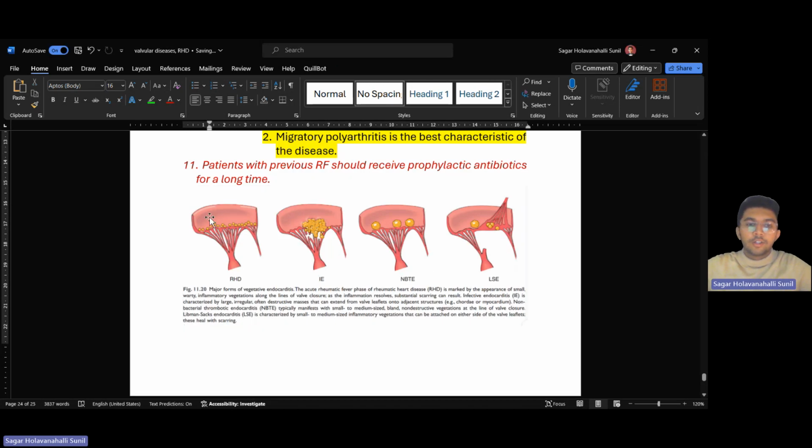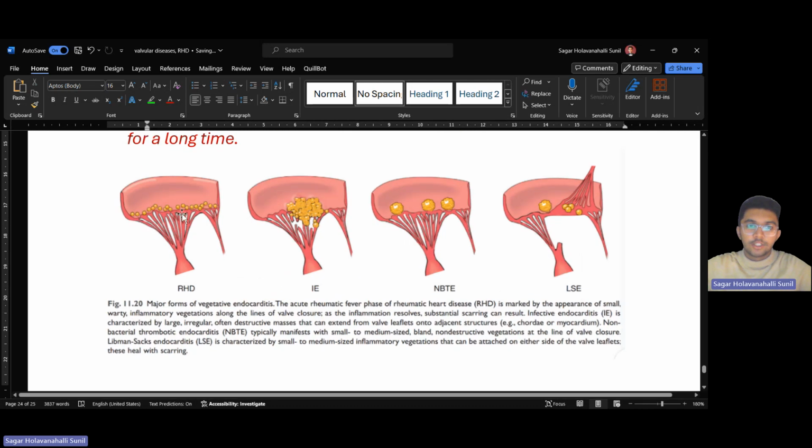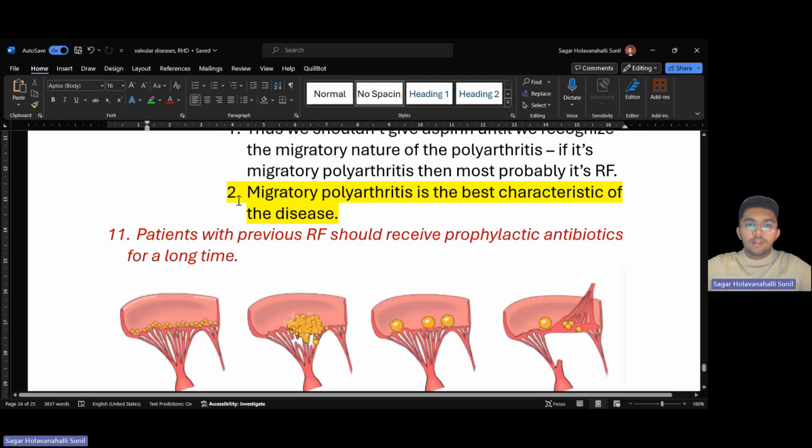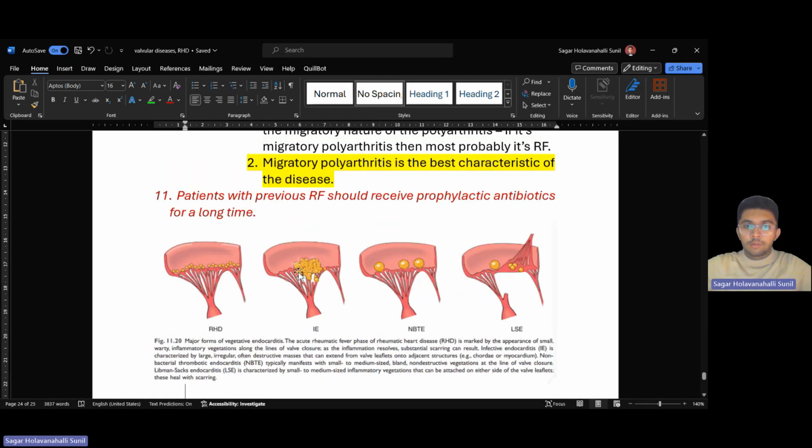So over here, you can clearly see that for rheumatic heart disease, these are small vegetations. Whereas if you're looking at infective endocarditis, they are large vegetations that can even destroy the chorda tendineae and the papillary muscles. For non-bacterial thrombotic endocarditis, which is basically part of non-inflammatory, non-infectious endocarditis, these are larger. And for Libman-Sacks endocarditis, which is caused by, I think, lupus, you can look at the fact that these are large and you can also have it on both sides of the leaflet, whereas this is typically at the edge of the leaflet. Okay, so you can talk about that.